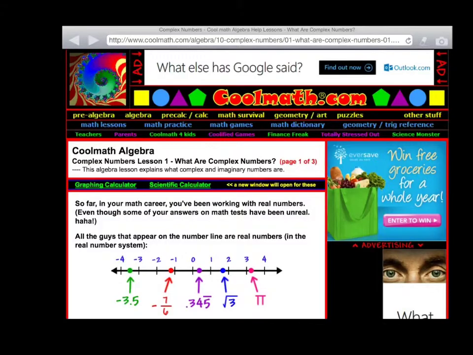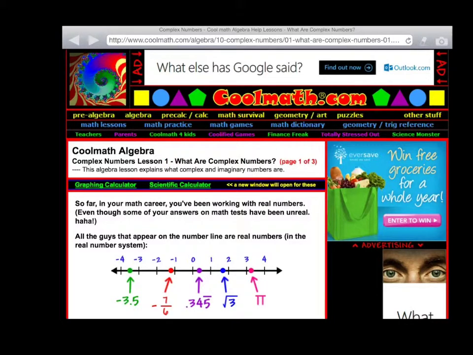So I've decided to use the Cool Math for Kids site for this one. They actually have a wonderful explanation of the complex number system, so that's what I've decided to use. Let's jump right in. Okay, so Cool Math for Kids has some instructional sections to their website, and I really like their complex numbers lessons. So we're going to start here with what are complex numbers.